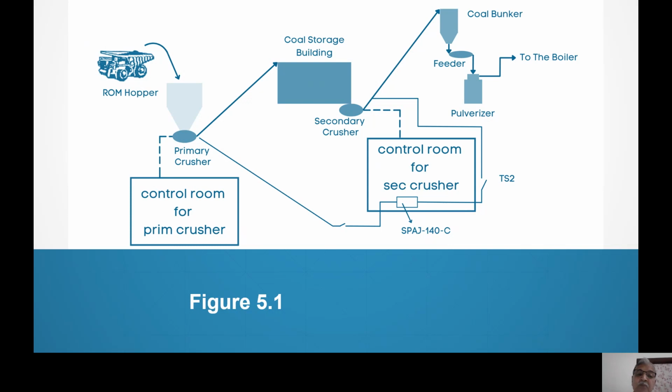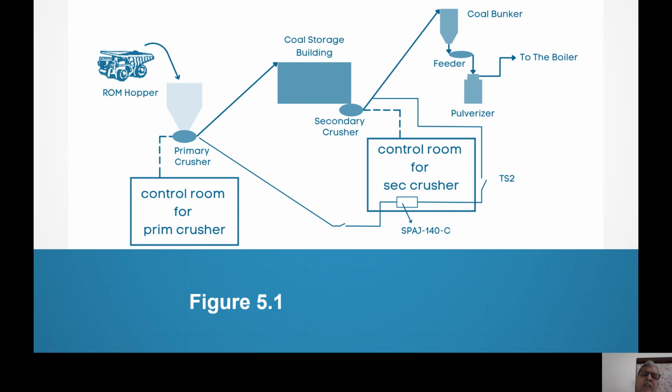Therefore, if the primary crusher trips, the secondary crusher should trip instantaneously. Or if the secondary crusher trips, the primary crusher should also trip instantaneously. There can be two breakers, but both breakers have to be controlled by the same relay simultaneously. Many examples can be given; this is not the only example. You may find examples when you go to the industry.